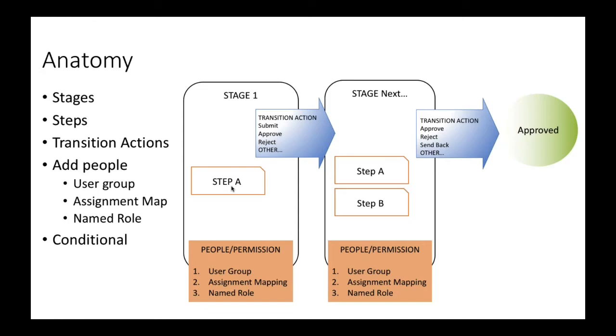A word about these 3 ways to add people. This is one of the key confusing parts of workflow. Quickly in order, the first one, a simple user group. You create a user group, put 1 or more people in it, and everyone is asked to work on that task simultaneously. Number 2, assignment mapping.